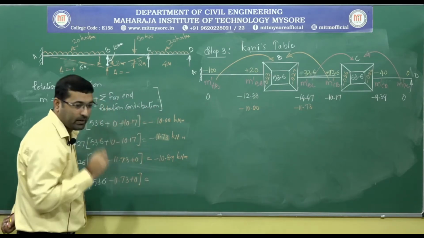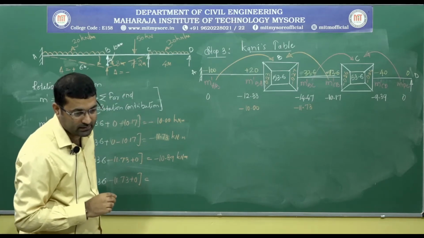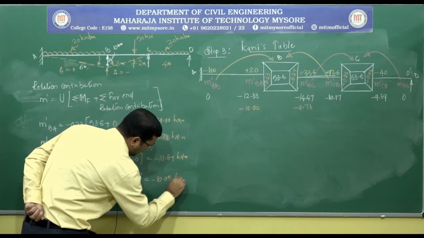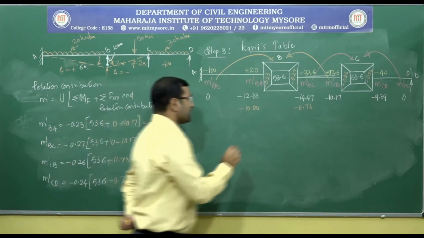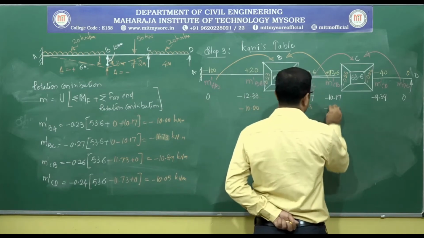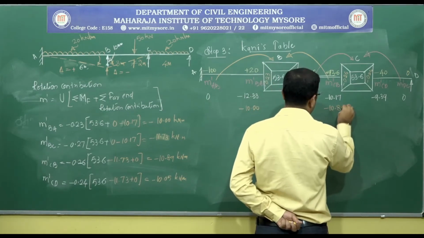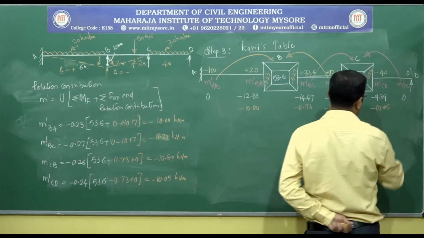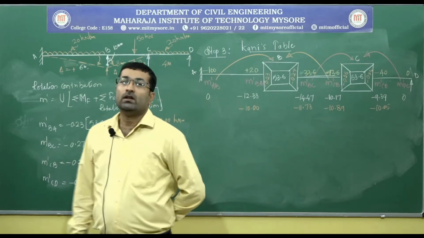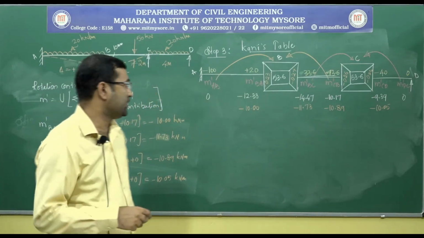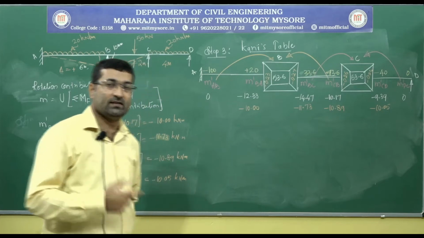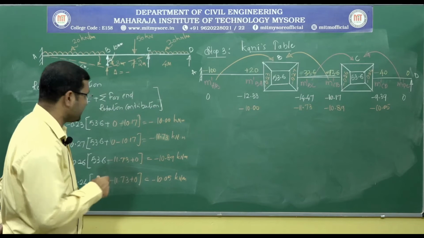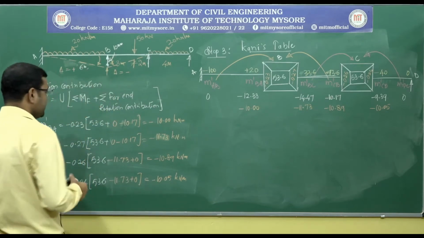kilonewton meter and minus 10.05 kilonewton meter. Here it is minus 10.89 and here it is minus 10.05. You can see the values, they are close. Now if I go for one or two more cycles, then obviously I may get the same values. Let us see the cycle 3.